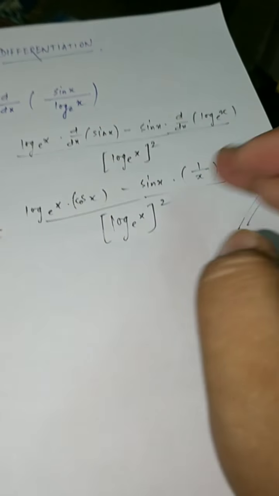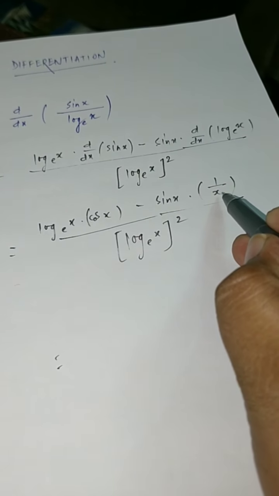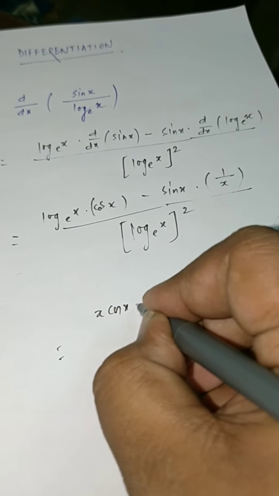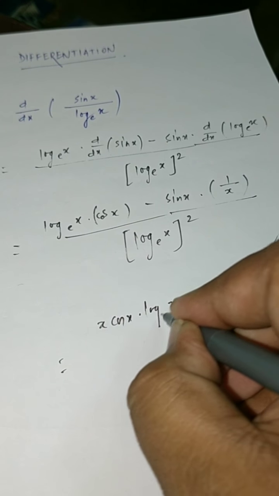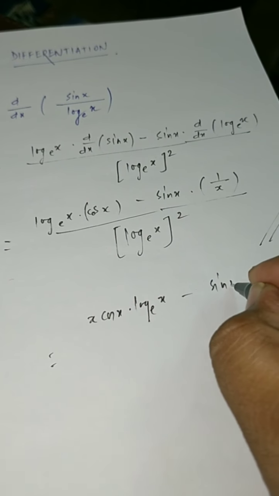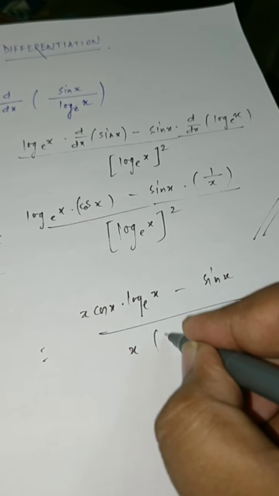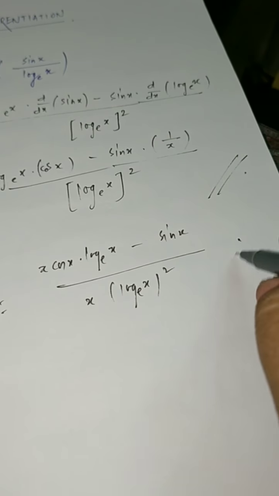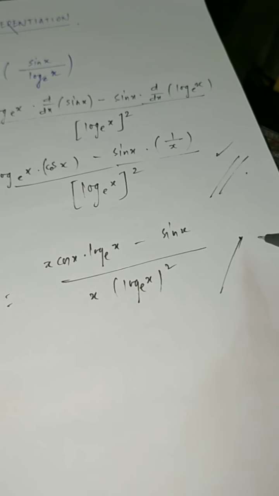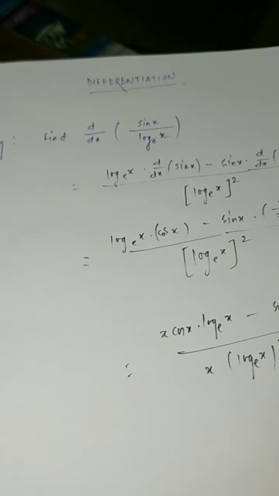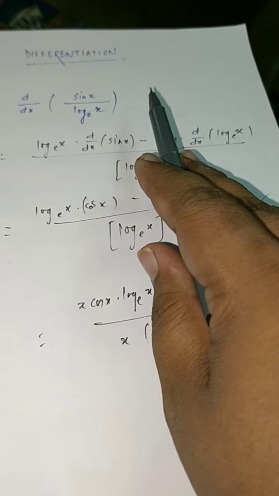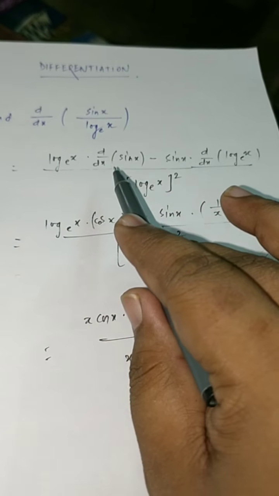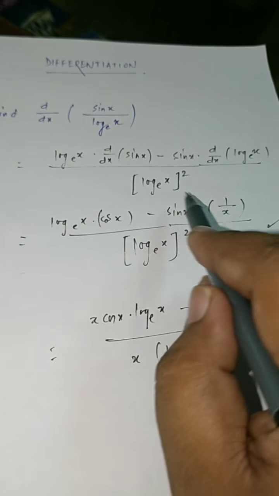The maximum which we can do is take the LCM x and make it (x cos x into log x minus sin x) whole divided by x into (log x) whole square. That simplification we can do. We can leave the answer here also, and we can leave the answer here also. Both are correct. But what I wanted to show you is the basic application of this quotient formula. This is how we break the function. This is how we proceed with the differentiation of such a function.